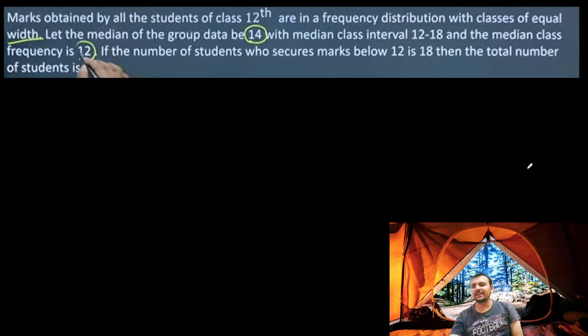I think this is the last question for the day. Marks obtained by all the students of class 12th are in frequency distribution with classes of equal width. Let the median of group is 14. Okay.